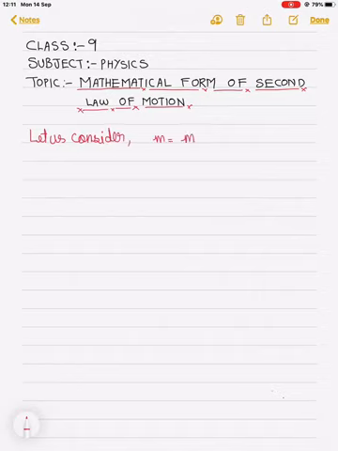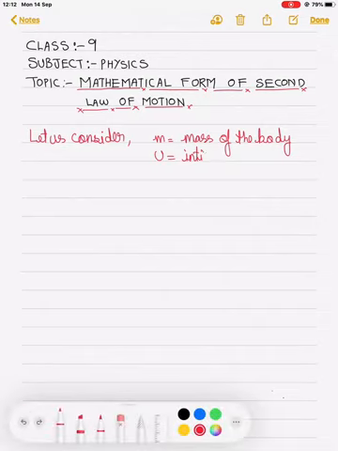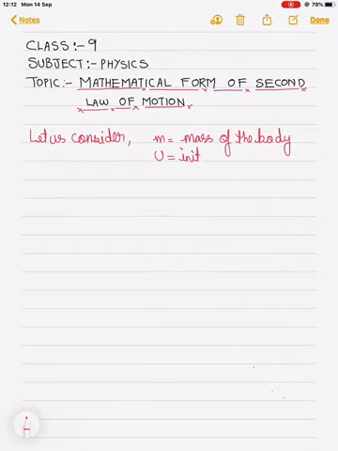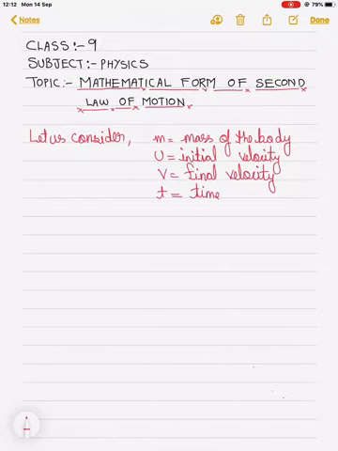m to be the mass of the body. u be its initial velocity. v its final velocity. t is the time taken for motion.